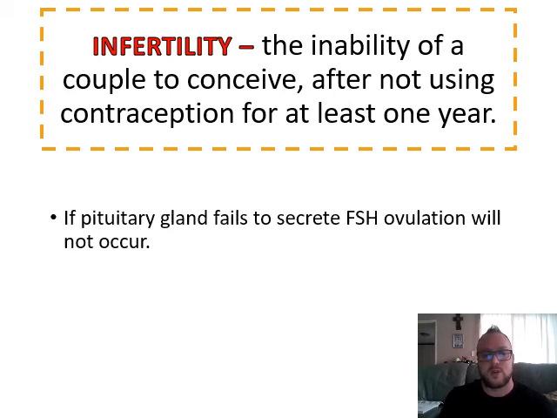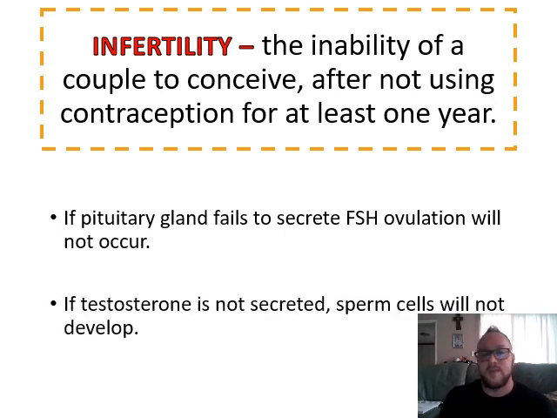So if the pituitary gland fails to secrete FSH, or follicle stimulating hormone, ovulation will not occur. If testosterone is not secreted, sperm cells will not develop.